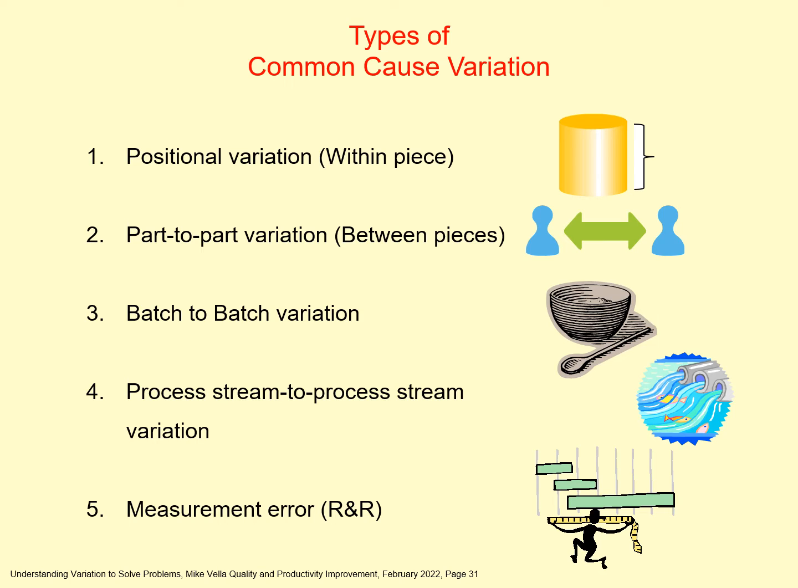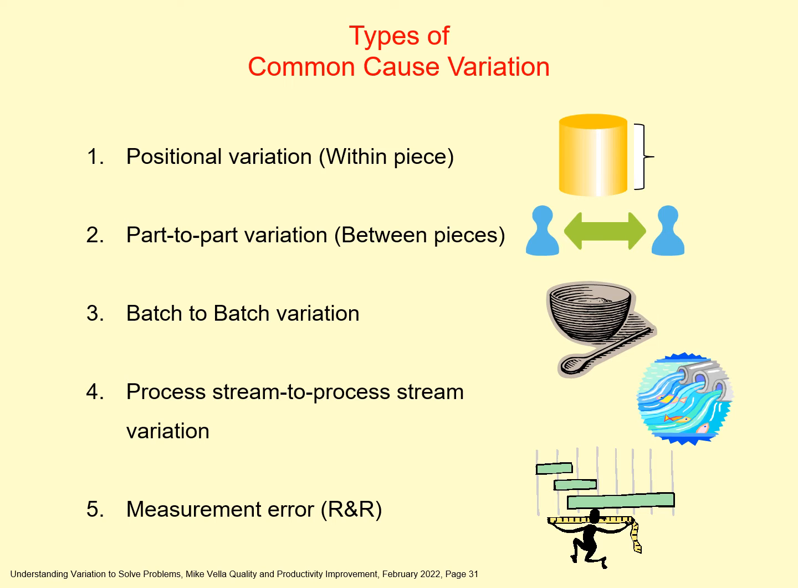Second is part to part or between piece variation. So if you're measuring, again, this part that's coming off this automated lathe, you measured the first part, and that's great. Now you went to the 100th part. Is the variation in the 100th part bigger, smaller, or the same as the first part? We'll call that part-to-part variation.